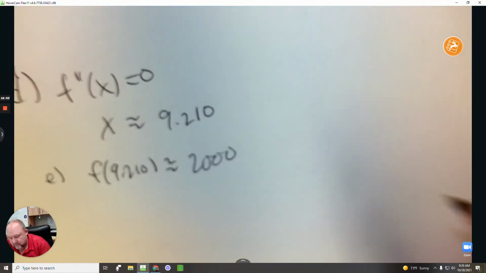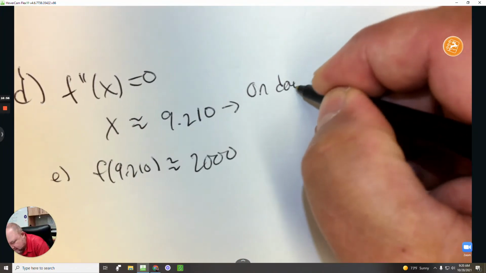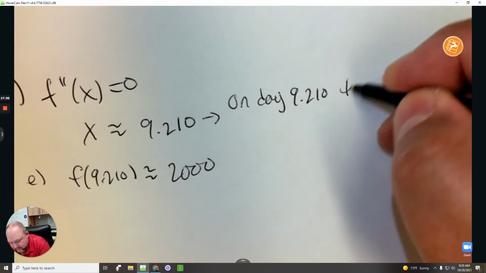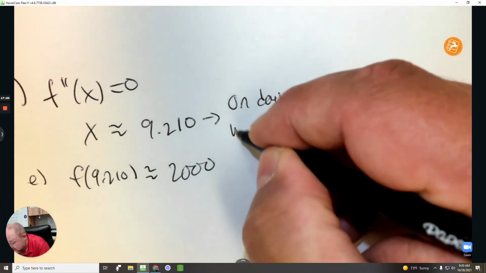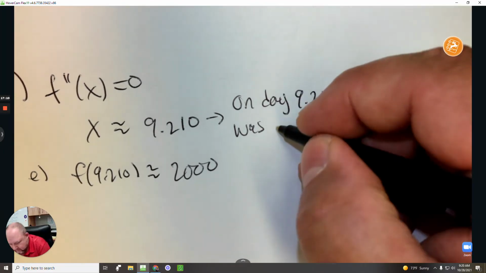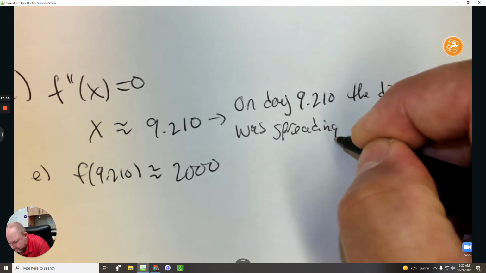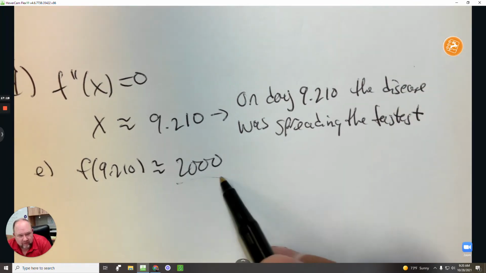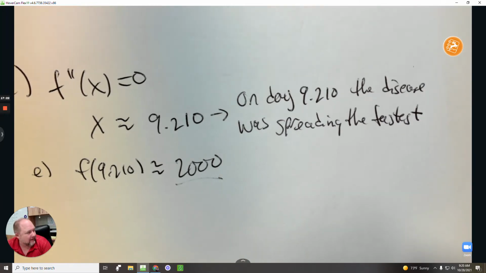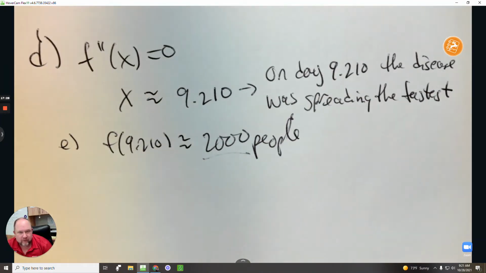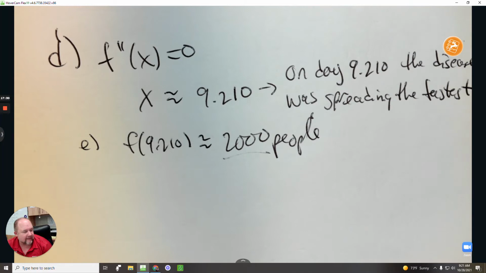So what does that x represent? On day 9.210, which is just past the ninth day, between 9 and 10 days, the disease was spreading the fastest. The rate was the highest. So the maximum rate means the disease was spreading the fastest at that time. And when you plug in, that 2,000 tells you how many people had the disease at that moment. So it was 2,000 people, and the rate was the greatest. The rate that people were getting the disease was the greatest.